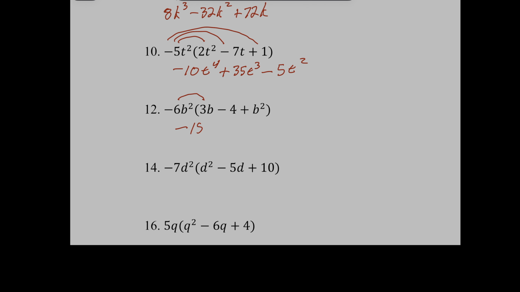6 times 3 is 18. B, how many b's? 3. Now I have a negative times a negative, so I'm going to get a positive 24b squared. And the last one, a negative times a positive, is going to be a negative b to the what? To the fourth. Except for there's a mistake there. Can you see it? I need the 6 too.